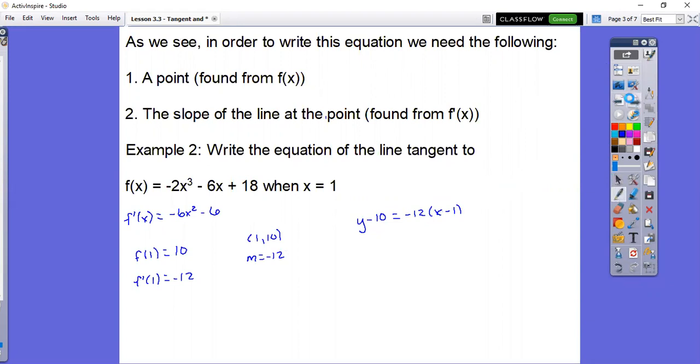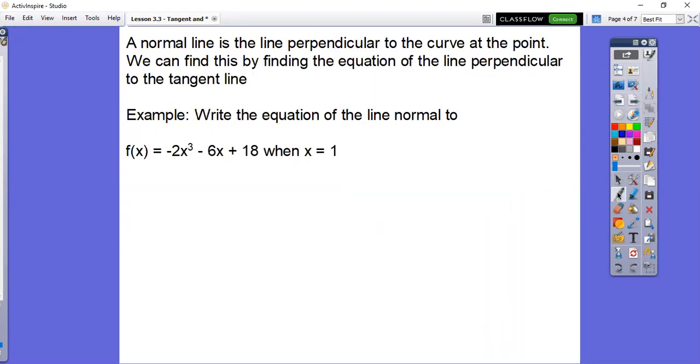We can also use this to write equations of normal lines. What it means for something to be normal to something else is that it's perpendicular to the curve at that point. So if the tangent line gives us the slope of the curve, then in order to find the normal line, I would just need to write the equation for the line that's perpendicular to that tangent line. So we're going to write the equation of this normal line.